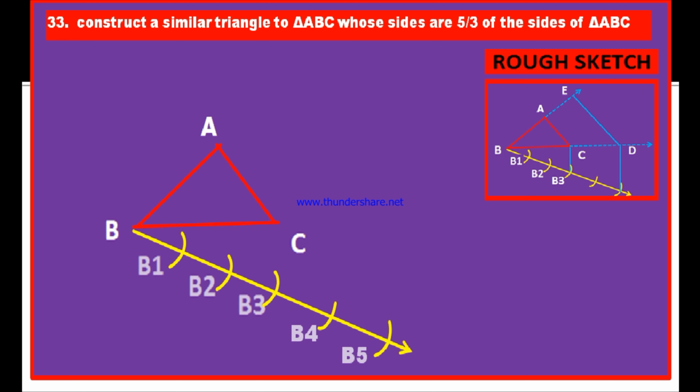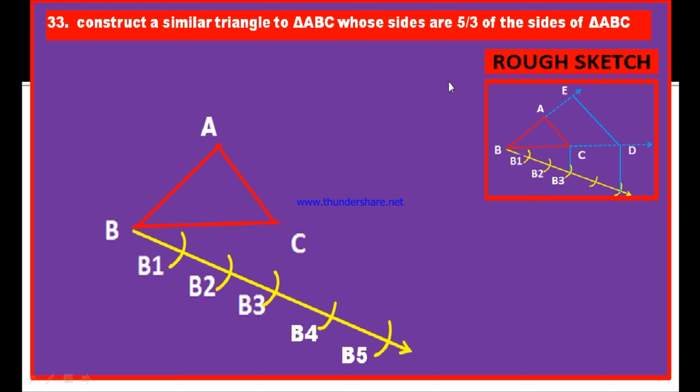And on the ray BX, the ratio is 5/3. The highest value is 5. Therefore, draw 5 arcs with the same radius on the ray BX and name them as B1, B2, B3, B4 and B5. Here, the ratio is 5/3. The highest value is 5. Therefore, you have to draw 5 arcs on the ray BX.